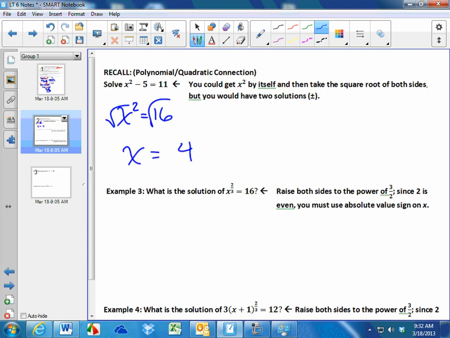But did you remember what also we did? What we also put there? We thought, what could you square and get 16? A 4 or a negative 4, right? So when you take the square root of both sides, you have to put a plus or minus there, right?